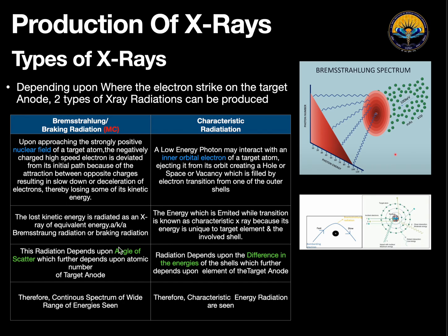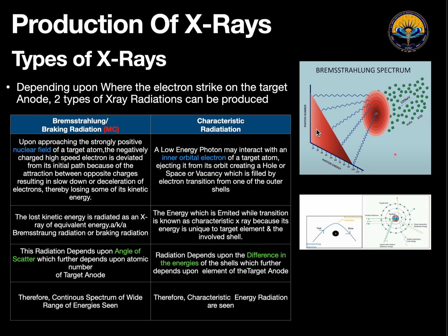So what we can see from here is that this radiation, that is the braking radiation or Bremsstrahlung radiation, depends on the angle of scatter. That is how much the electron has deviated from its normal path. And so, depending on this angle of scatter, we can have a continuous spectrum of the Bremsstrahlung radiation from very low energy to very high energy also. And this is represented by this X-ray spectrum graph over here.